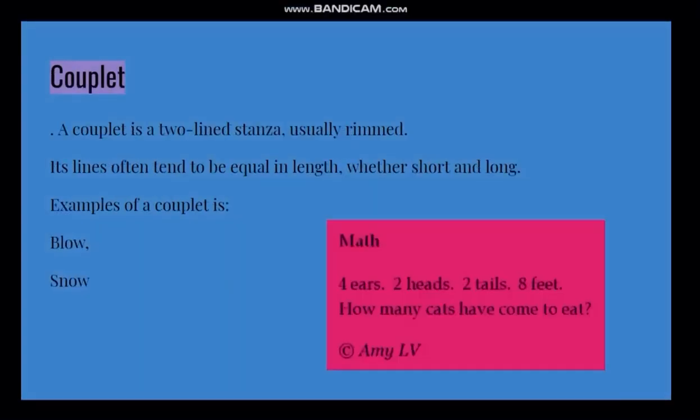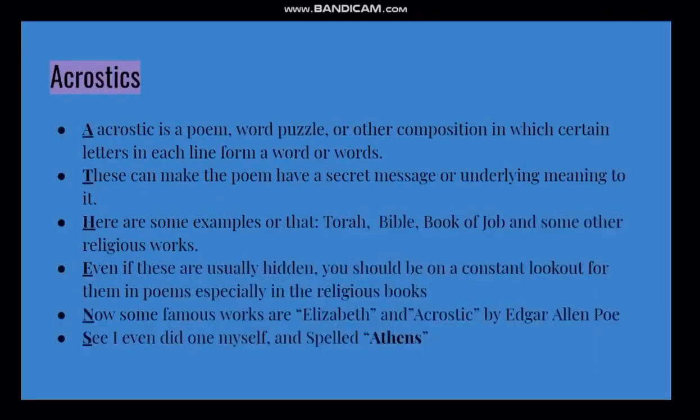And we have the couplet. A couplet is a two-line stanza, usually rhymed. Its lines often tend to be equal in length, whether short or long. Examples of a couplet are Blow and Snow, and another one titled Math: 4 ears, 2 heads, 2 tails, 8 feet. How many cats have come to eat? They're very short and tend to rhyme at the end, like feet, eat, blow, and snow.